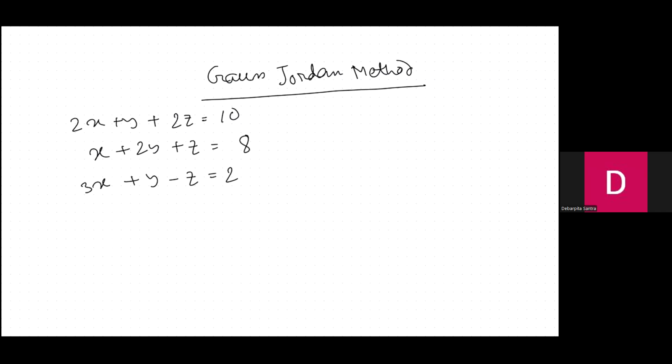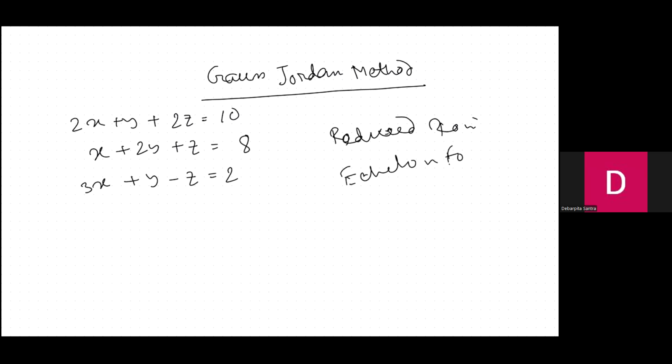So, what is the basic difference between the Gauss elimination method and the Gauss Jordan method? Here also you will follow the same things: you first find the augmented matrix, then apply the row operations. But the difference lies in finding the final matrix after the row operations, which is called the reduced row echelon form.